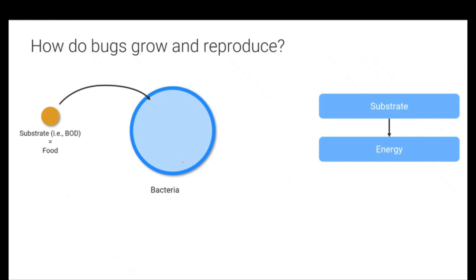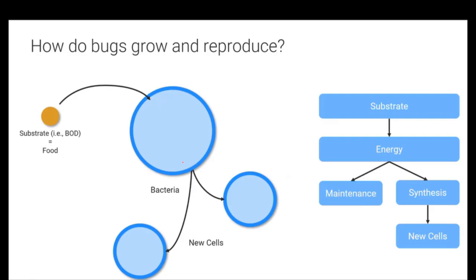That energy is then taken by the cell and used for different things. One of the things is just maintenance. Just like you and I, we need daily energy to maintain ourselves and our bodies and keep doing what we're doing. And then if there's excess food, that's where you start to see synthesis. Synthesis is really where we have new cells. So when we say synthesis, we're basically giving birth to new cells, reproducing and doubling the original bacteria.